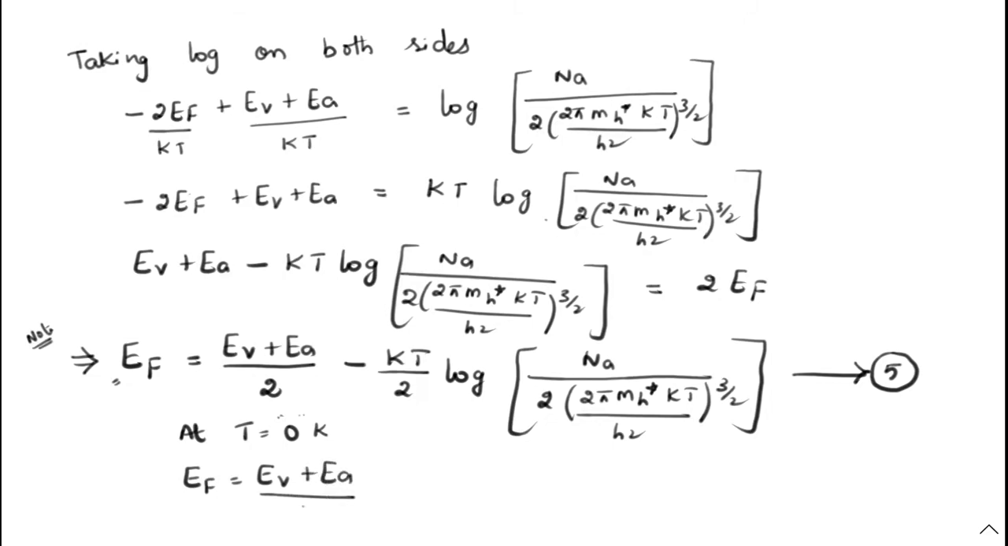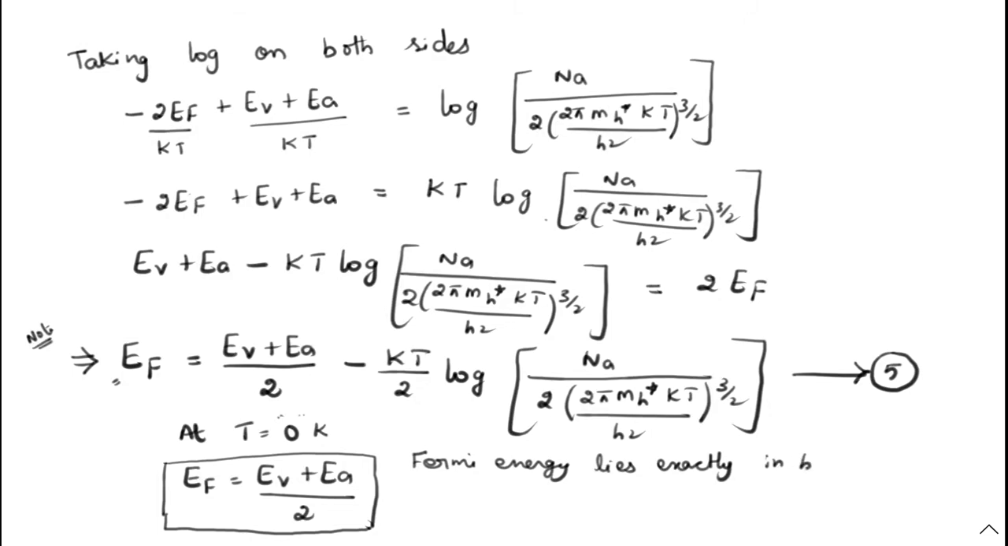Okay, what is the meaning of that? The Fermi energy lies between valency band and the acceptor energy level. So diagrammatically already we have seen this, but now we proved the expression also. EF is equal to EV plus EA by 2. Okay, I write here: Fermi energy lies exactly in between the valency band and the acceptor energy level. Okay, that's what we proved. So EF is equal to EV plus EA by 2. Okay, now I completed the Fermi energy formula.